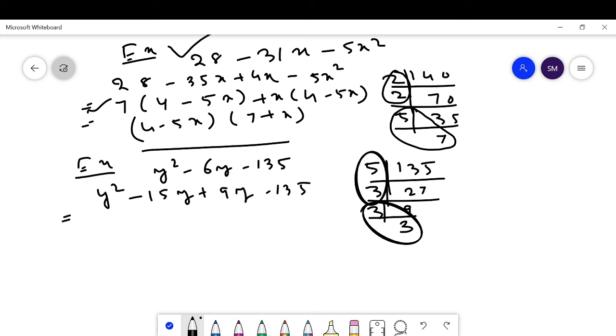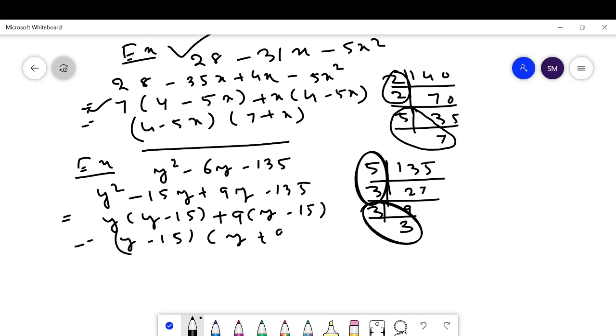From these two terms taking common y, here is y minus 15. Then from these two terms taking 9 common, here is y minus 15. Then y minus 15 is the common factor, taking common, here y plus 9. Okay, y minus 15 into y plus 9 is the factorization form of the given algebraic expression.